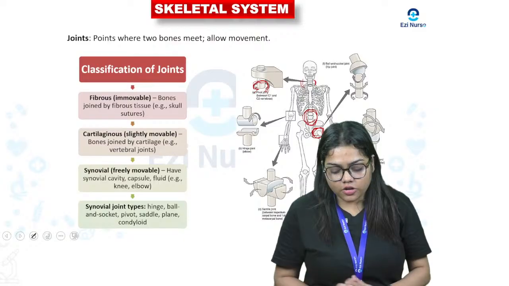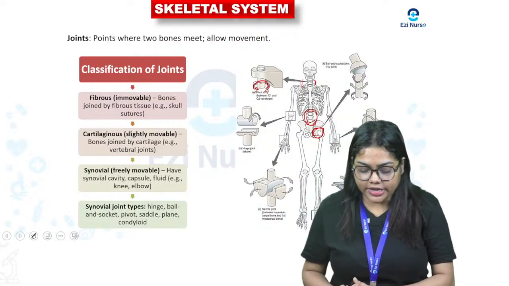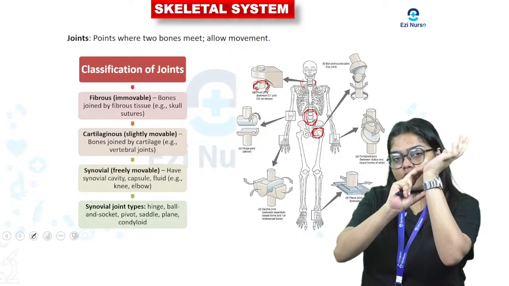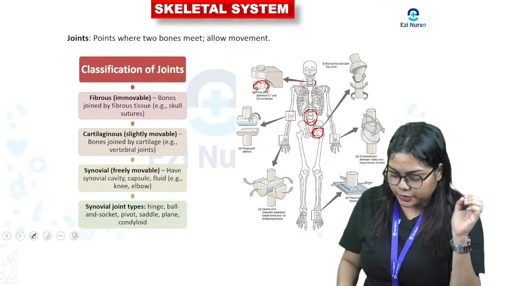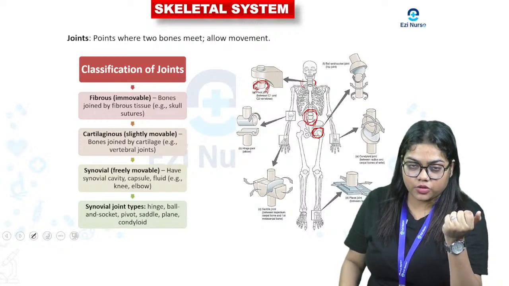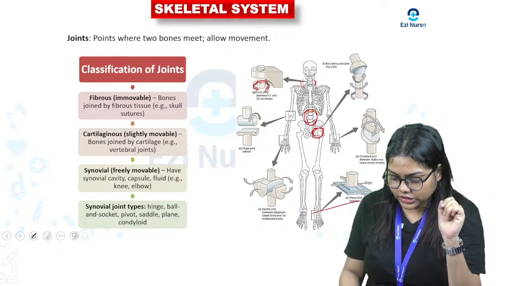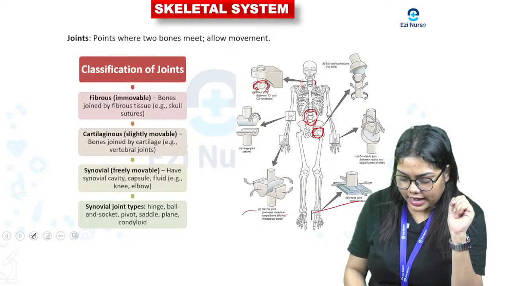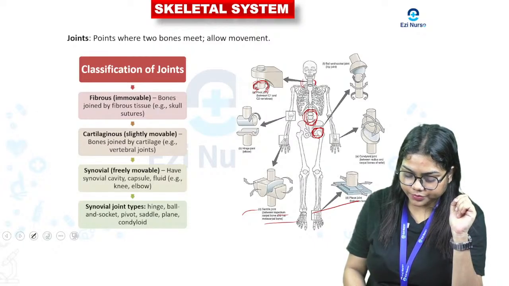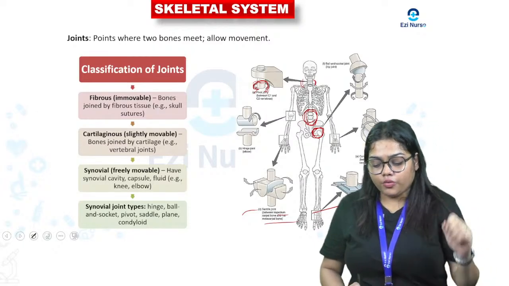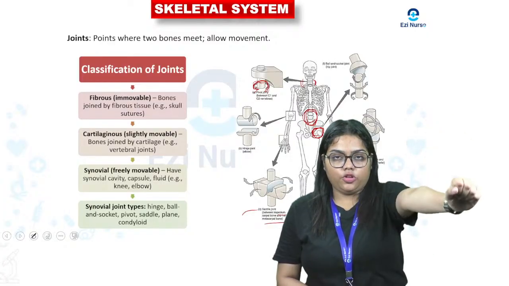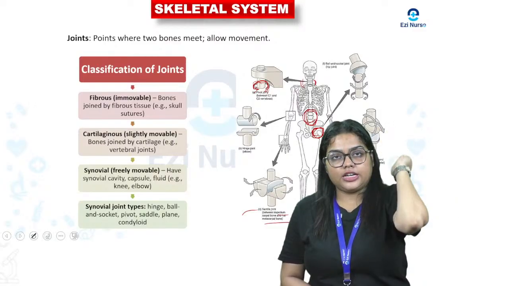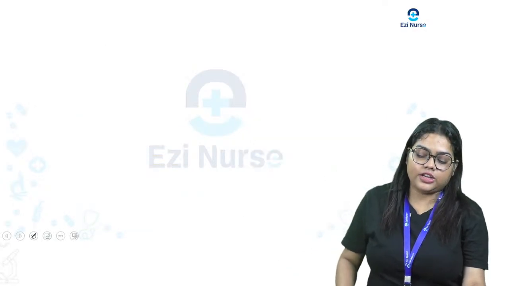Next, the condyloid joint, which is between the radius and the carpal bones, this one, the wrist. Next are plane joints, which are between the tarsal bones in the legs. Then the saddle joint, which is between the trapezium carpal and the metacarpal bones. And lastly, the hinge joint, which is present in the elbow. It can be moved like this. So these are the different types of joints.